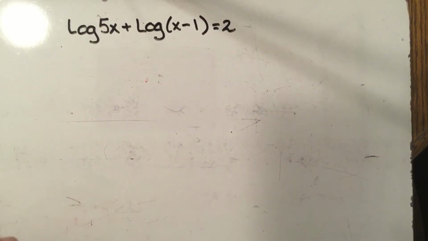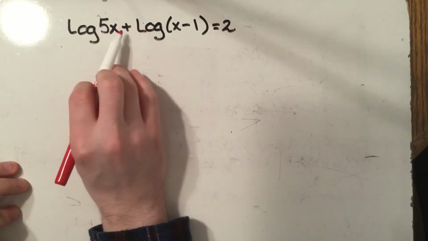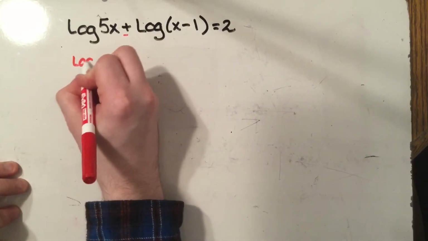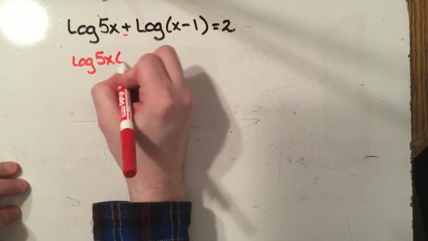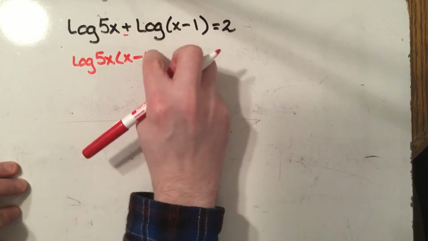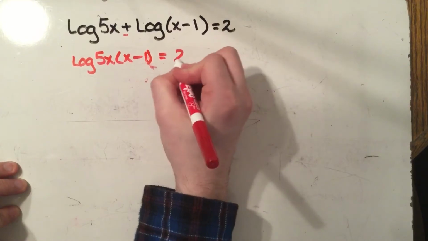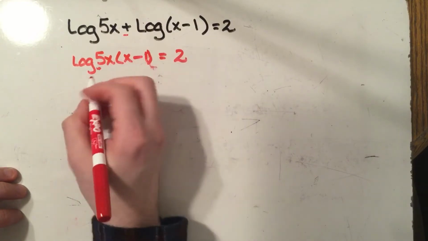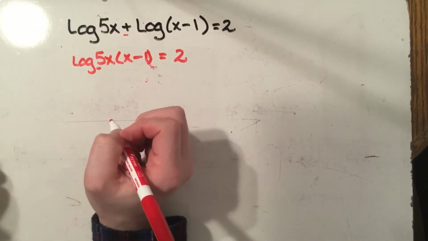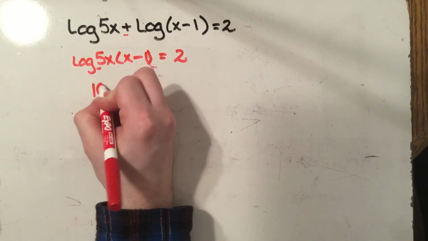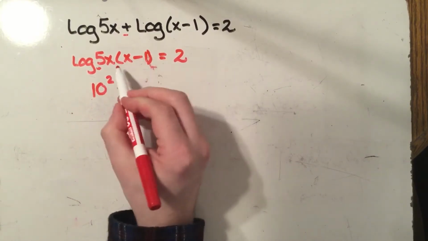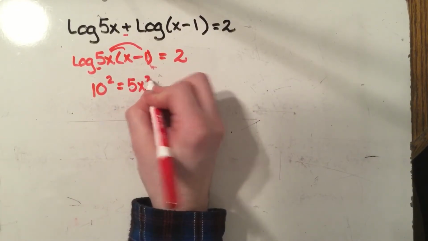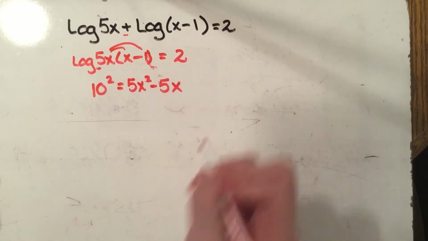So what I'm going to do is to make these 2 logs 1, I'm going to change this addition into multiplication. So I'm going to have the log of 5x times x minus 1 equals 2. So remember there's a hidden 10 here. To write this as an exponent using the definition of logs, I'm going to take 10 to the second power should equal what I'm taking the log of, and I'm taking 5x times x minus 1. So that's going to be 5x squared minus 5x.